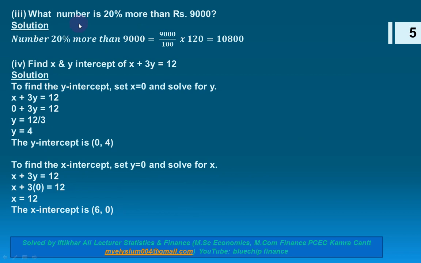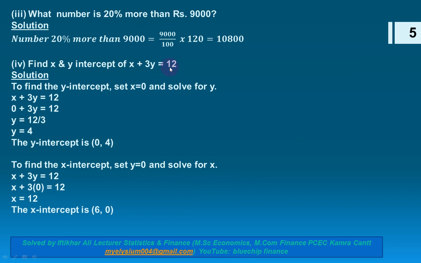Question number 3, what number is 20% more than 9,000? Simple, 9,000 divided by 100 is equal to 1 portion, and we need here 120 portions, so simply multiply by 120 equals to 10,800.